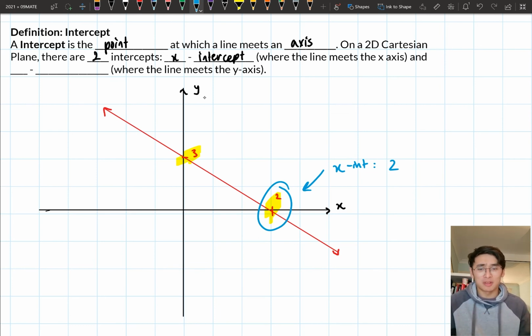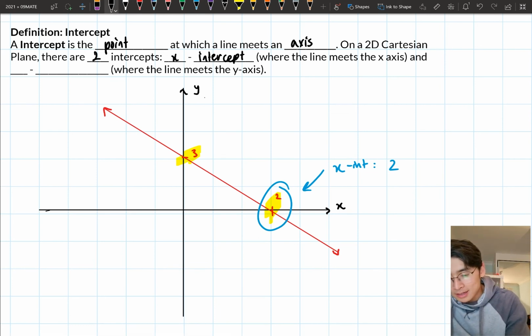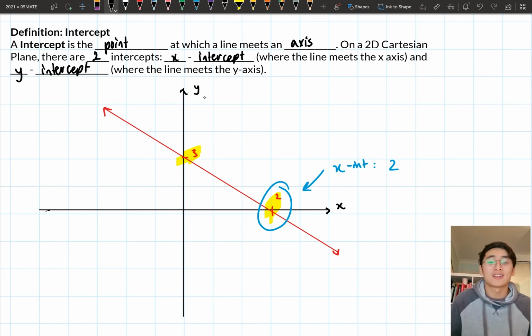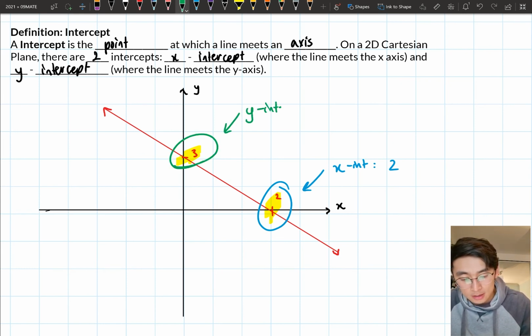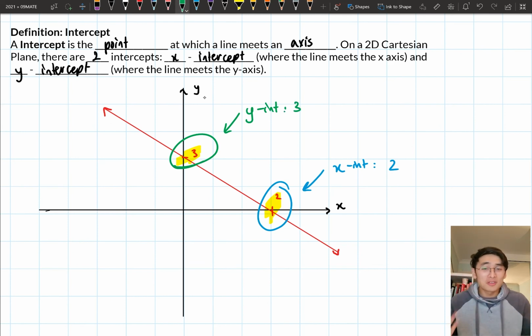And the other one, hopefully, if you're following the same patterns that we've noticed here, we've dealt with x's, so the other one has to be our y-intercept. And so here, the other point where the line touches the axis is on my y-axis over here. So this guy here is my y-intercept, my y-int, I'll shorthand it. 3. So there we go. That is what an intercept is.